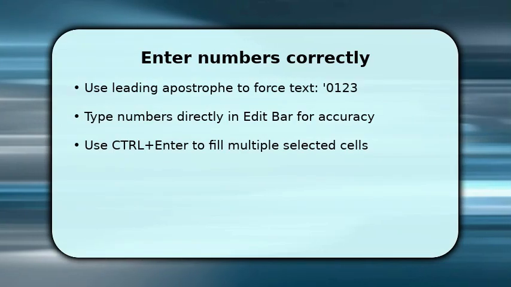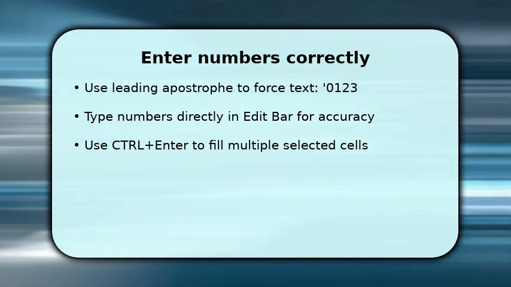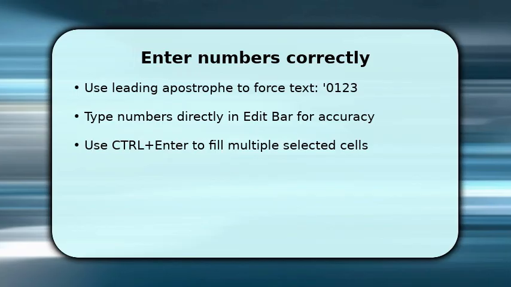Now you type your numbers. If preserving leading zeros matters, start with an apostrophe, for example 0123. Excel stores it as text but shows 0123. To avoid cell-level quirks, click the edit bar and type there for precise input.